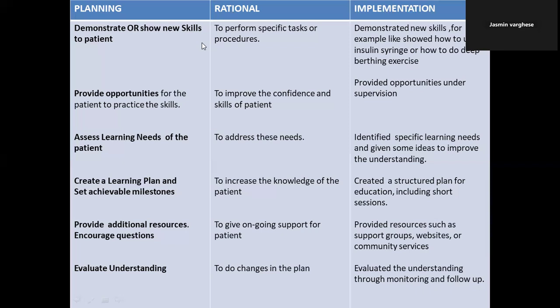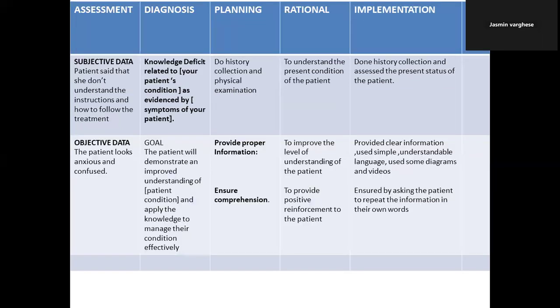Here I didn't add the evaluation column. You have to write the evaluation column this time. What is the evaluation? What evaluation can you write? Your goal is that the patient will demonstrate an improved understanding of the condition and apply the knowledge to manage their condition. So what would be the evaluation? The patient demonstrated an improved understanding of the condition, applied the knowledge and managed their condition effectively. Also, the patient reduced their anxiety and tension. Like that you have to write the evaluation.